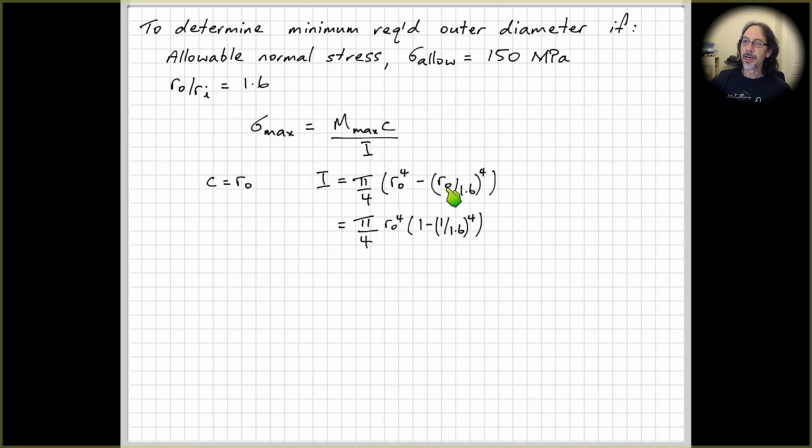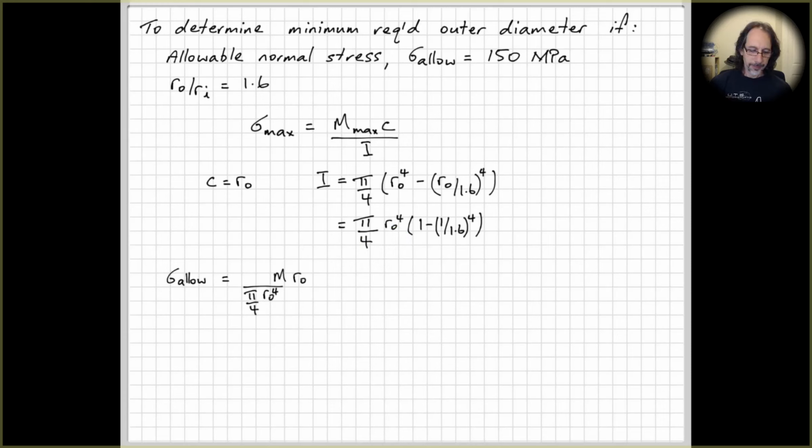Okay, so here we'll get R0 to the power 4. So we can take that outside the brackets and we're left with 1 minus 1 over 1.6 to the power 4. Because what we're going to need to do in this design approach is to take R naught over to the left-hand side of the equation and make that the subject of our equation.